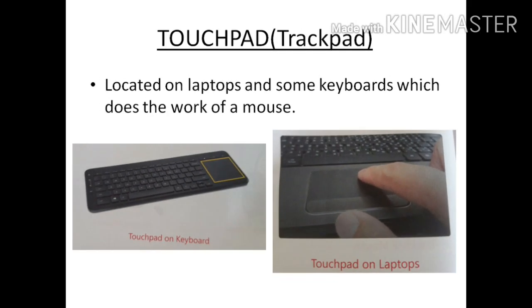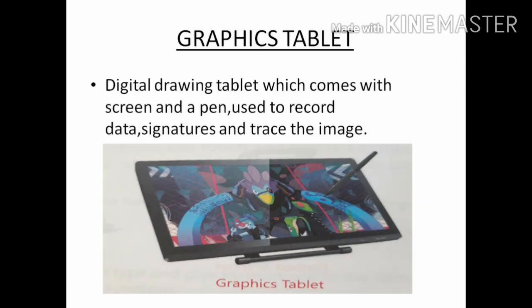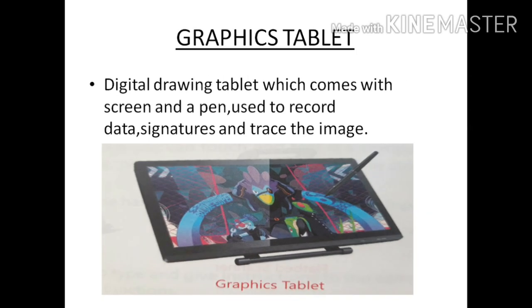The next input device is touchpad. It is located on laptops and some keyboards. It does exactly the work of a mouse. It is also known as trackpad. Here you can see touchpad on keyboard and touchpad on laptops. The next one is graphics tablet. It is a digital drawing tablet which comes with a screen and a pen used to record data and signatures.